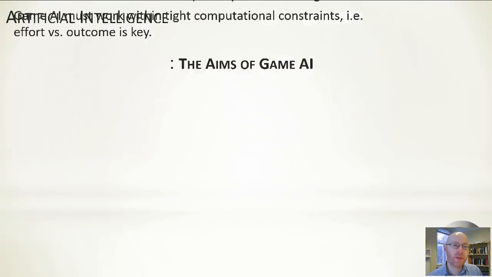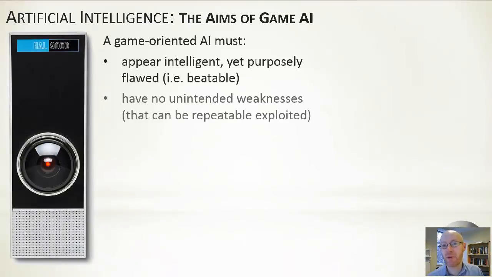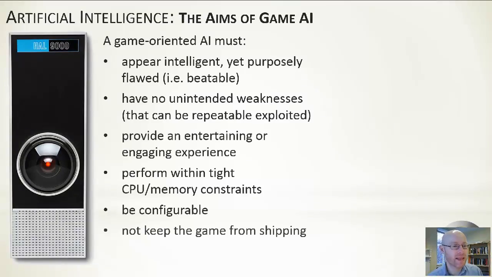So if we were to define game AI and try to give it a couple of aims, you can see a list of them here. Game AI has to appear intelligent. The player has to look at it and go, "Oh, that's impressive," but yet it also has to be beatable. Players play games to win them in the main. So we ultimately want an AI that's impressive, but is something the player can overcome, can emerge victorious from. So it's good, but not too good.